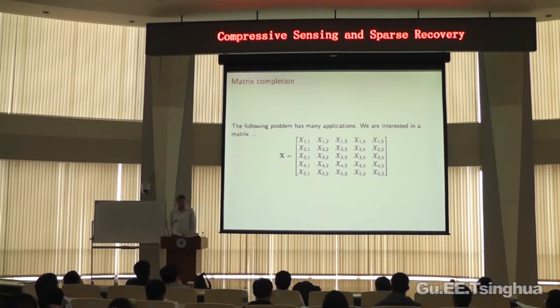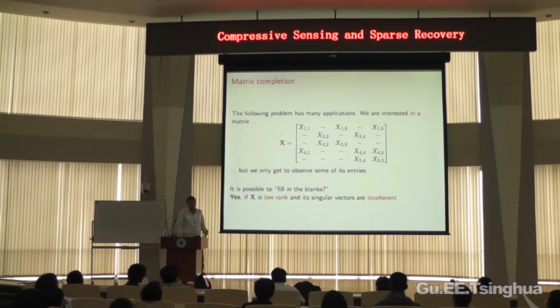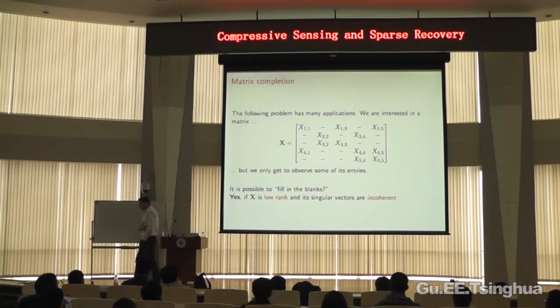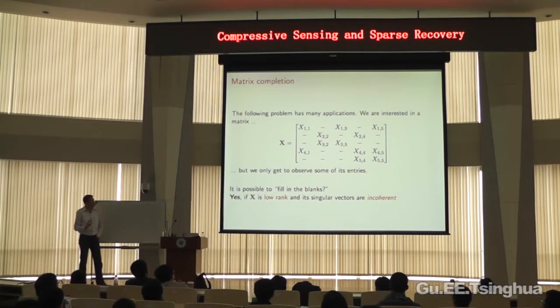Let's say I'm interested in a matrix. This is the problem. Here are the entries of the matrix. This matrix is X. It's 5 by 5. And for whatever reason, we'll talk about reasons in a second, I only get to see some of the entries. In this case, I get to see this guy, this guy, this guy, this guy. Then the question is, is it possible for me to fill in the blanks? More importantly, when can I fill in the blanks?